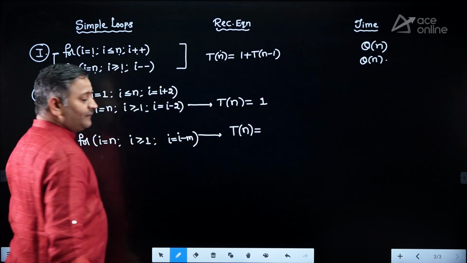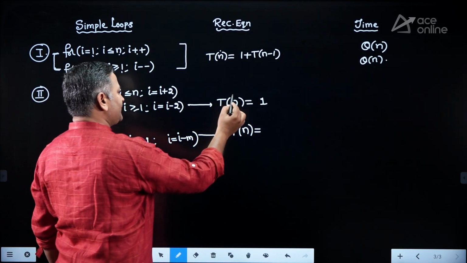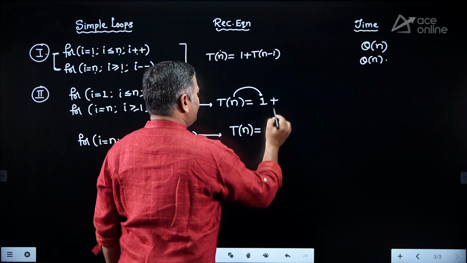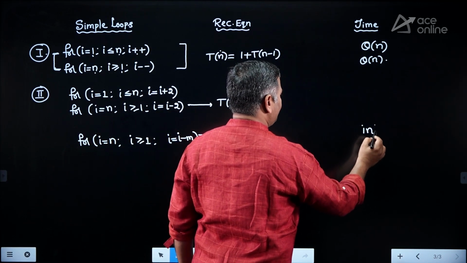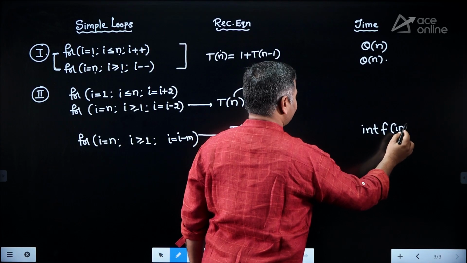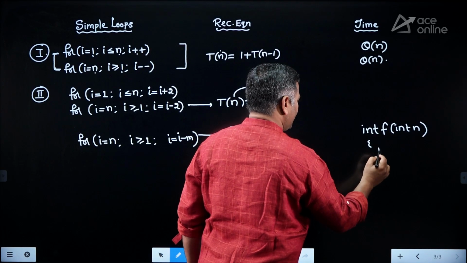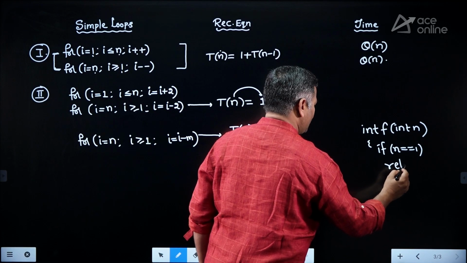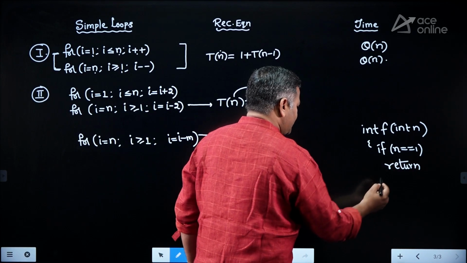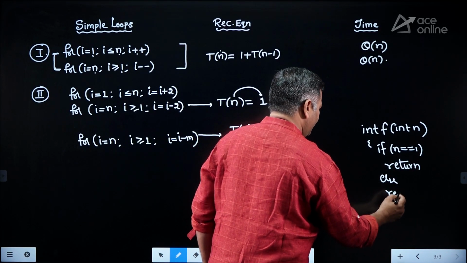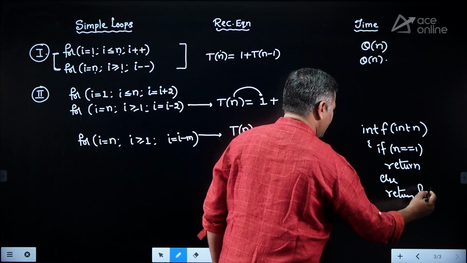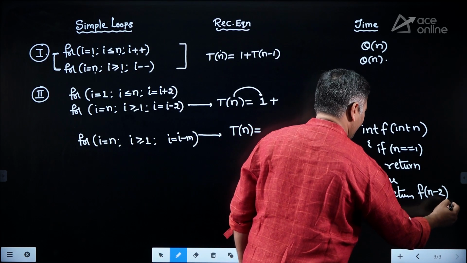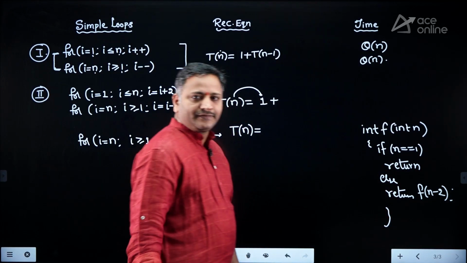What is the purpose of 1? It is the first function call, therefore, I am taking it as 1. After the first function call, your algorithm is looking like this: int f of int n, if n is equal to 1, control returns to the operating system. If this condition fails, then return f of n minus 2. Clear, friends, f of n minus 2.